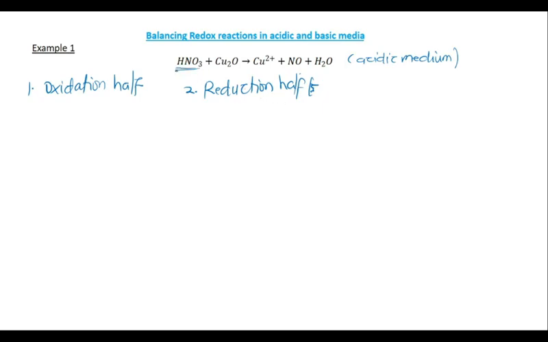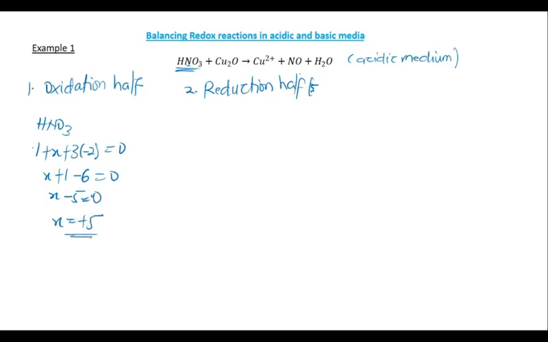So let's calculate the oxidation state of nitrogen in this compound. We have HNO3. So this is 1 plus, we don't know nitrogen, so it's X, plus 3 in bracket, oxygen is minus 2. Then we don't have any charge on the compound, so it's equal to 0. So we have X plus 1 minus 6 equals 0, so X minus 5 equals 0. So X is equal to plus 5. So the oxidation state of nitrogen here is plus 5. Now let's look at NO over here.